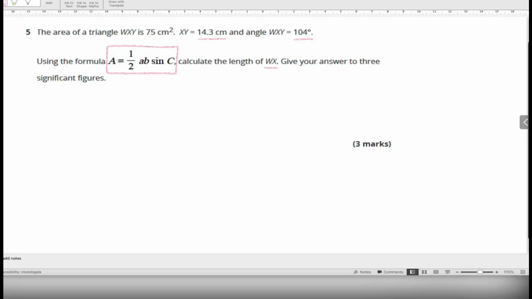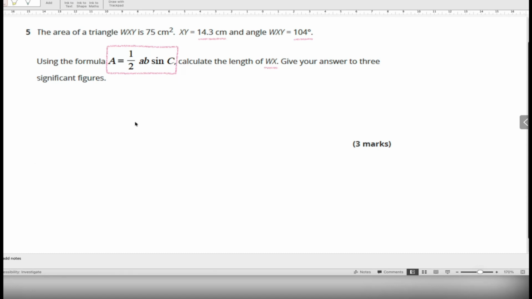The area of triangle WXY is 75 centimeters squared. XY is 14.3 centimeters and angle WXY is 104 degrees. Using the formula A equals a half times AB times the sine of C, calculate the length of WX. Give your answer to 3 significant figures.